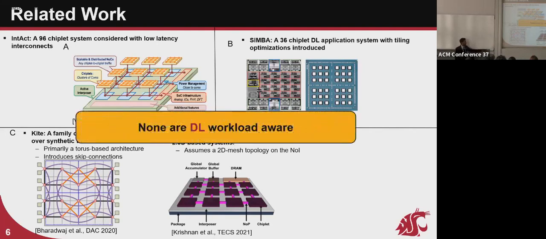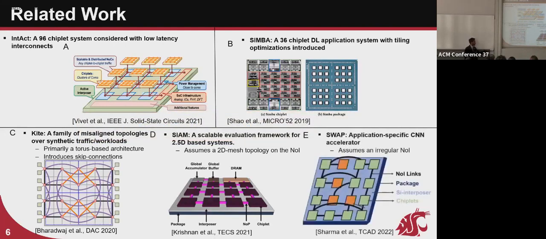None of these works are DL workload aware. So we don't know what we might be expecting as time goes on. There might be an imaginary net. To solve that problem, we had an application-specific architecture in last year's CASES called SWAP, which assumes an irregular NOI, where the NOI placement and the core placement depend on the traffic.